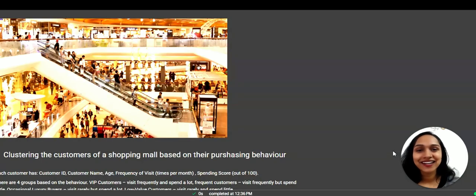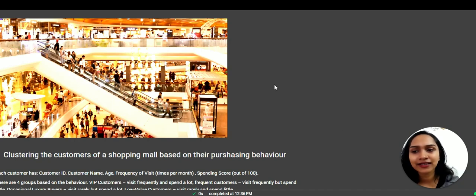Okay, so now let us see how we can implement an unsupervised machine learning setting where we will be clustering the customers of a mall based on their purchasing behavior. In this implementation, I want you to focus on learning how an unsupervised machine learning setting works. So we will not go into the details of the implementation.